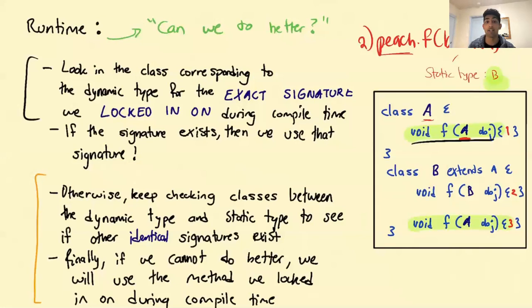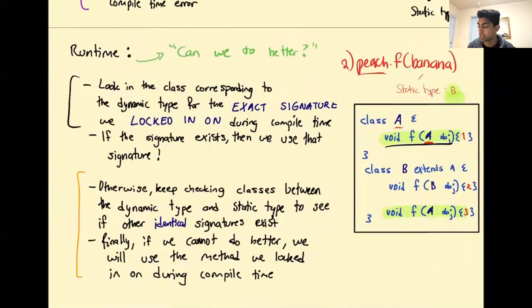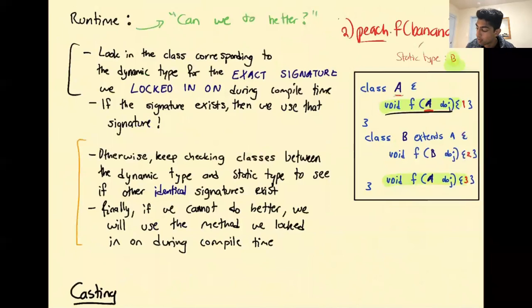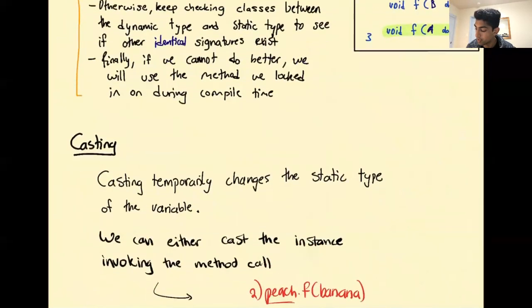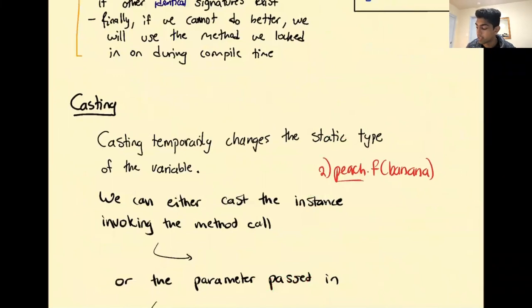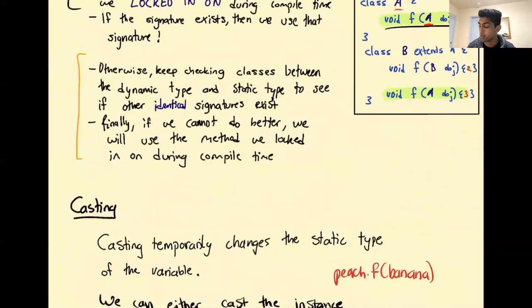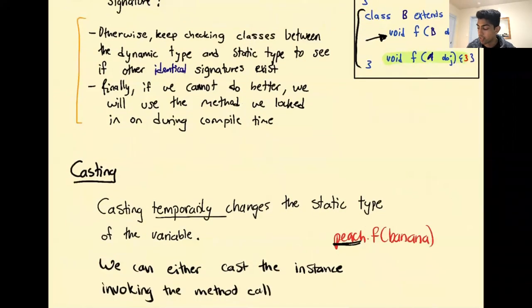To address that, we can actually use casting, and let's dive into how that works now. I'm going to bring this example back. So first, what is casting? Casting temporarily changes the static type of the object or the variable. In this case, the problem from before was that peach was static type A. But what if peach was static type B? Then during compile time, we would look in this class and we would choose this method signature, which is the best one. In order to temporarily change the static type of a variable, we can do so using casting.